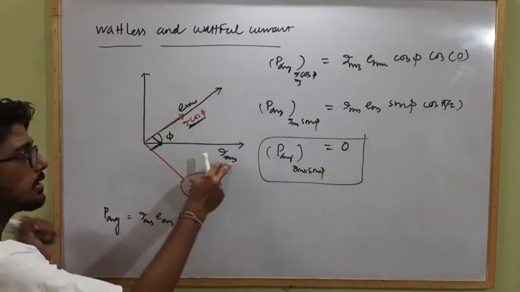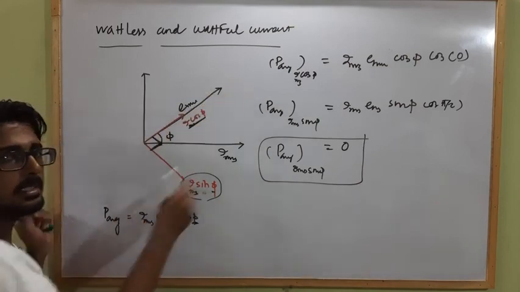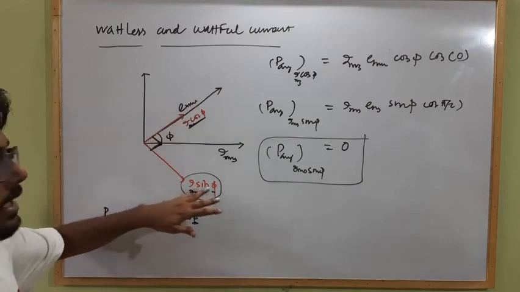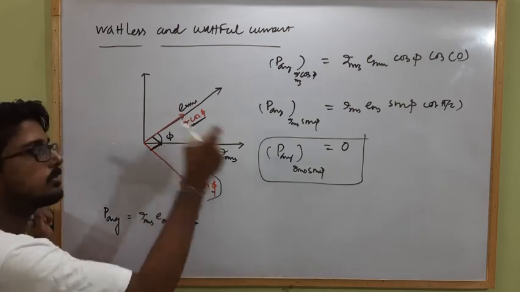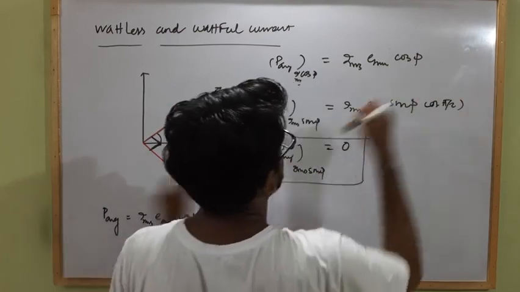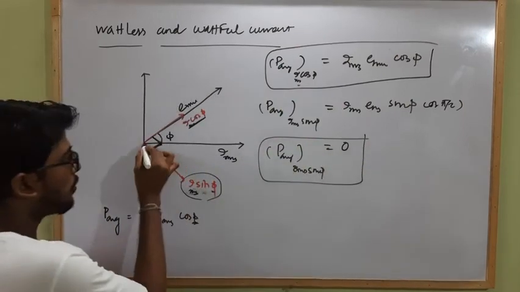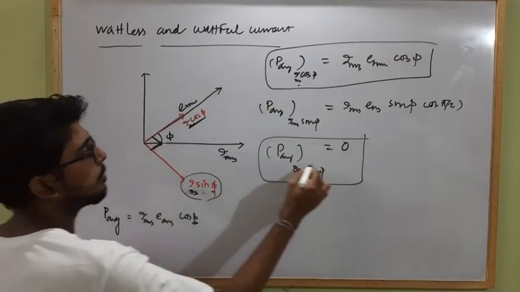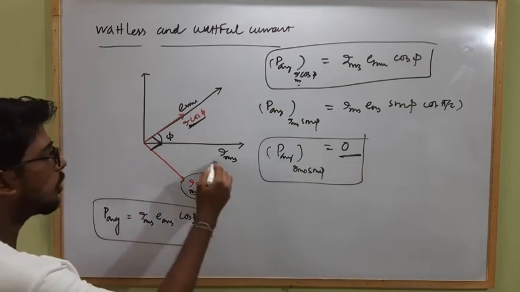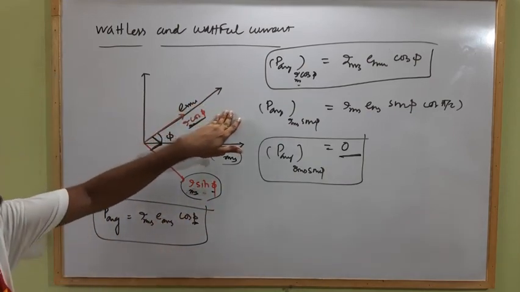So the I RMS has two components. One is I RMS cos phi, which is along the direction of E RMS, and another component which is perpendicular to the direction of E RMS, that is I RMS sin phi. The P average for I RMS cos phi is I RMS E RMS cos phi, since cos 0 is 1, and the component I RMS sin phi has P average 0. So the total power due to the current I RMS is only because of the component along the direction of E RMS.